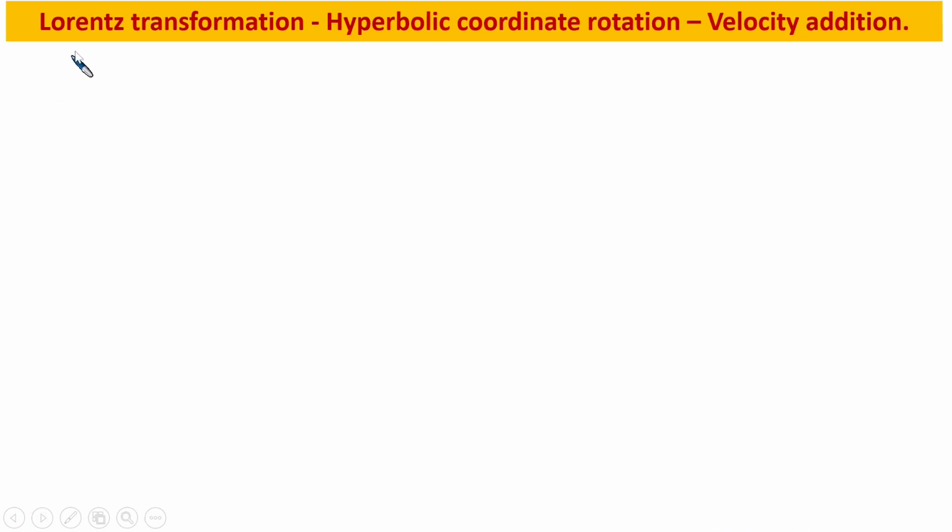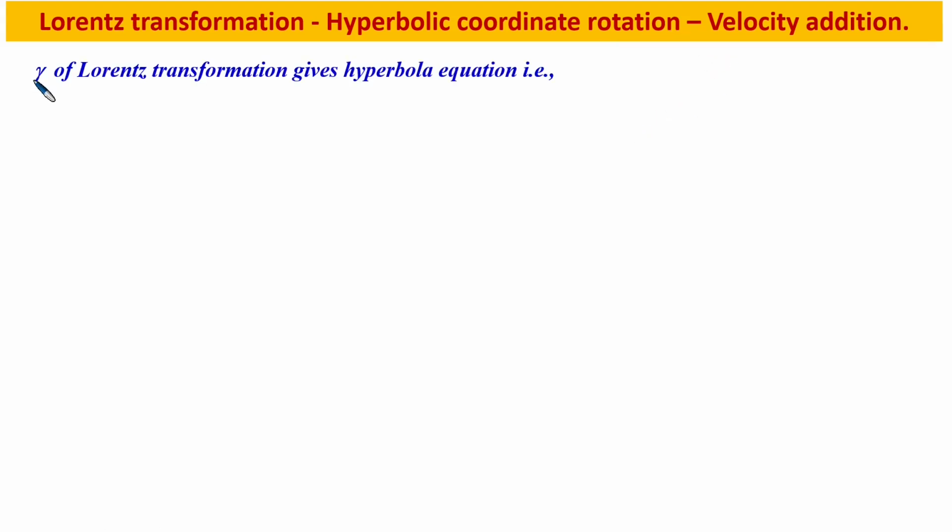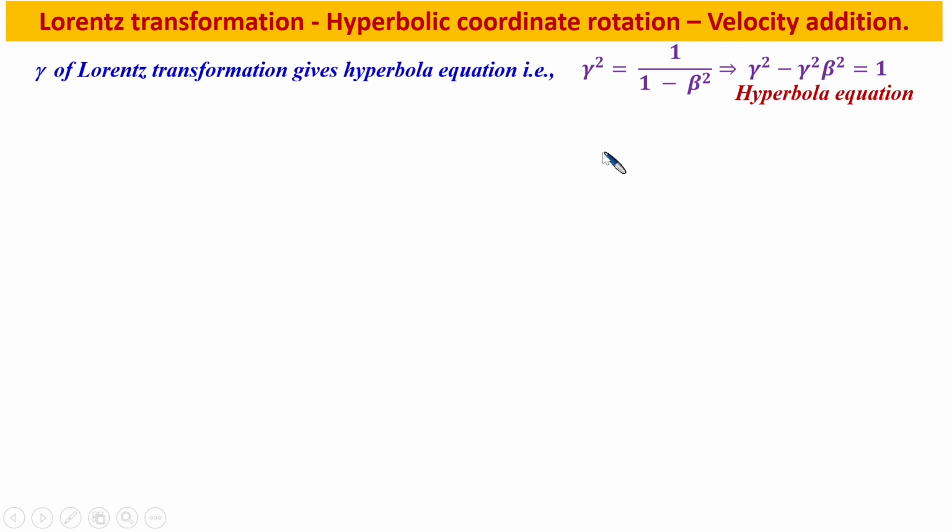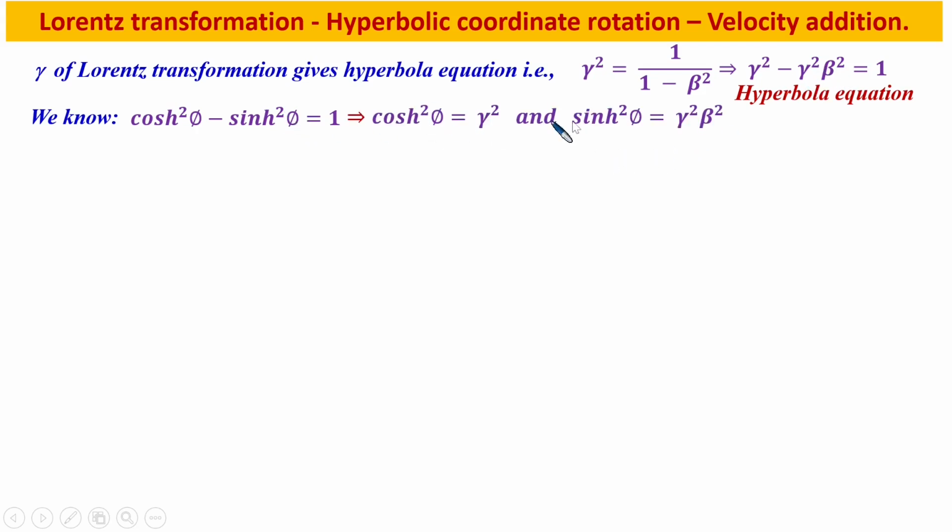Now we discuss, based on the Lorentz transform, hyperbolic coordinate rotation and velocity addition. Here the gamma of the Lorentz transform gives a hyperbola equation. That is, if I write gamma square equal to 1 over 1 minus beta square, and cross multiply, this gives x square minus y square equal to 1. So this becomes a hyperbola equation. And we know from the hyperbolic relation that cosh square phi minus sinh square phi is equal to 1. So I can write cosh square phi as gamma square and sinh square phi as gamma square beta square. So this is what I have written here.